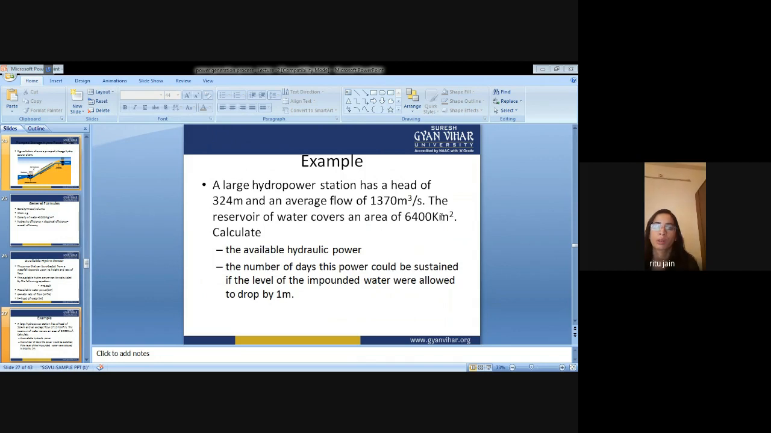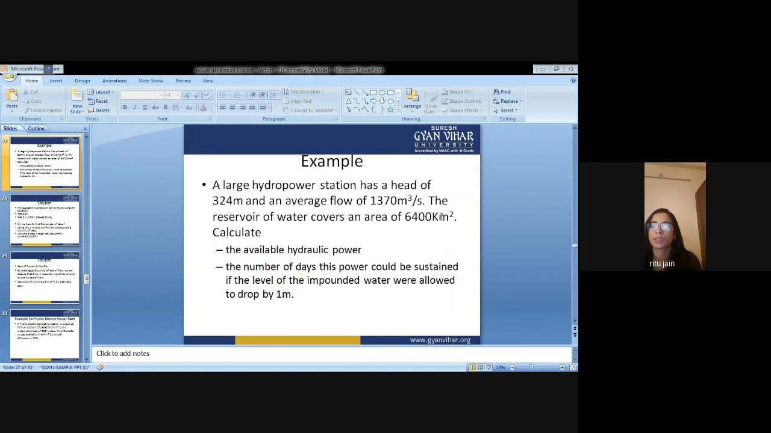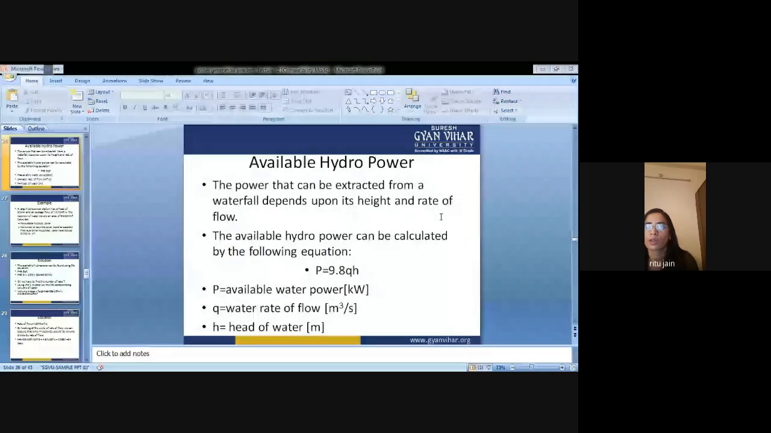available hydraulic power? Okay, so the solution is: first we have to calculate the available hydropower by the formula which we have already discussed in the previous slide. This is the formula for available water power: P is equal to 9.8 QH, where Q is the water rate of flow in meter cube per second and H is the head of the water in meters. Both the values of Q and H are already given in the question, so we can easily calculate P.